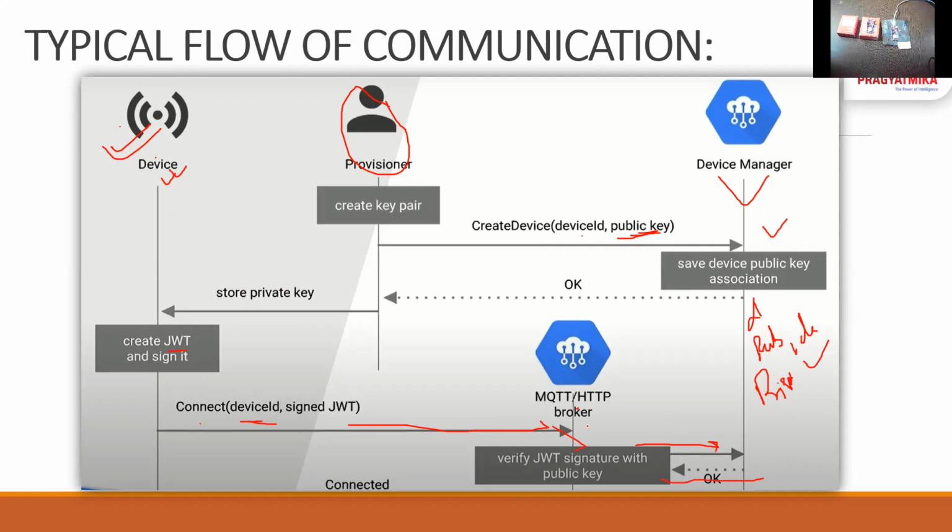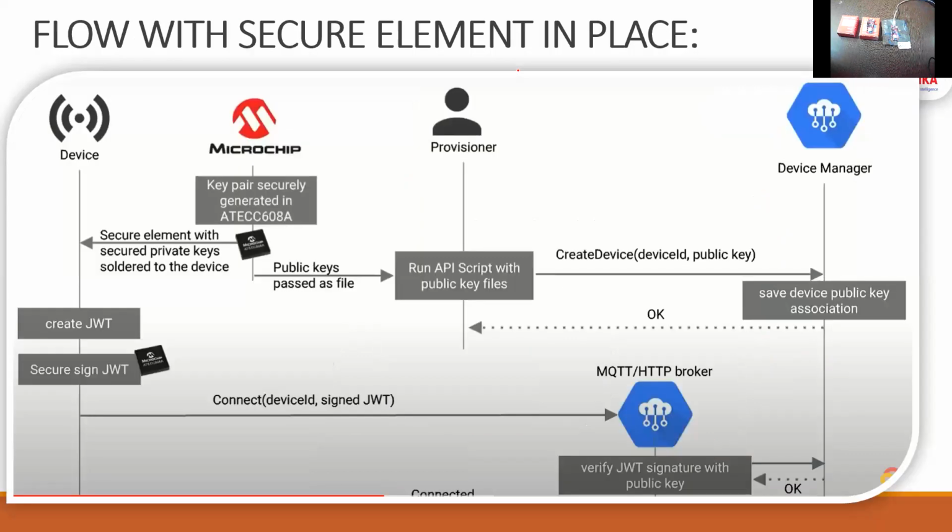But there is one more thing, that we have to store the private keys and we have to assign the JWT tokens. So how can we keep things secure? That's the most important thing. And whenever we have to keep things secure, the role of this secure element or crypto element comes in. So this here is the crypto element.